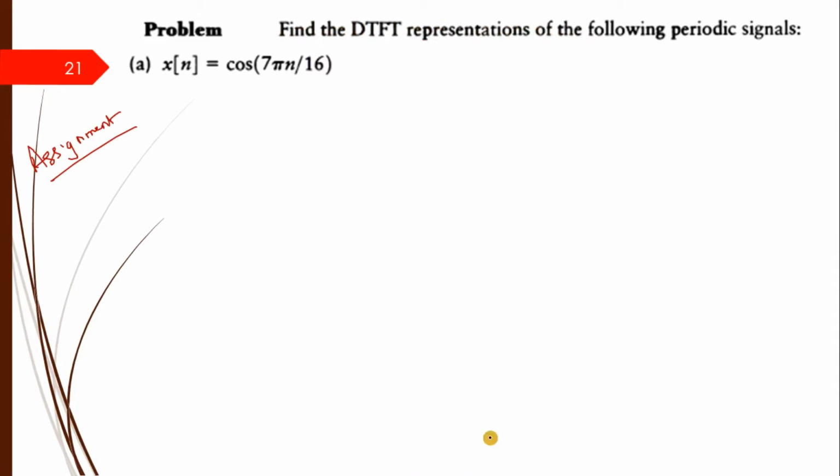Before we proceed, I had given you an assignment regarding the second kind of relation, that is DTFT to DTFS. The problem goes like this. x of n is cos of 7 pi n by 16, which is a periodic signal. You are supposed to apply DTFS to it, but I'm asking you to represent it in terms of DTFT. So the very first job is you need to find its period. So n should be replaced with n plus capital N. So 7 pi capital N divided by 16 should be equated to 2 pi m. You will get N equal to 32 by 7 into m. By selecting m value as 7, your N value will be 32 samples.